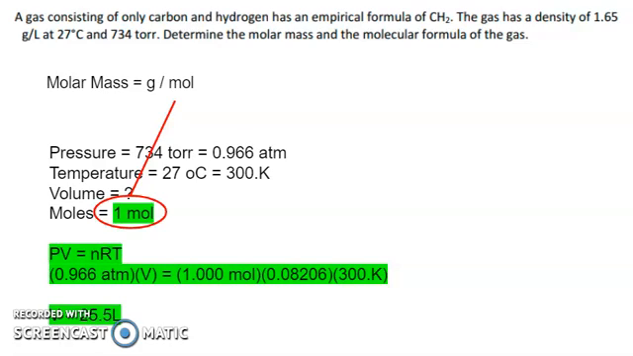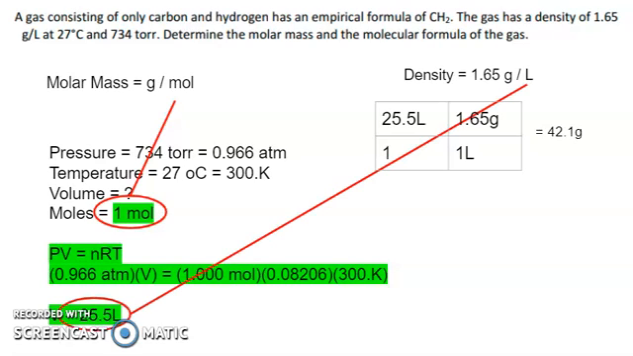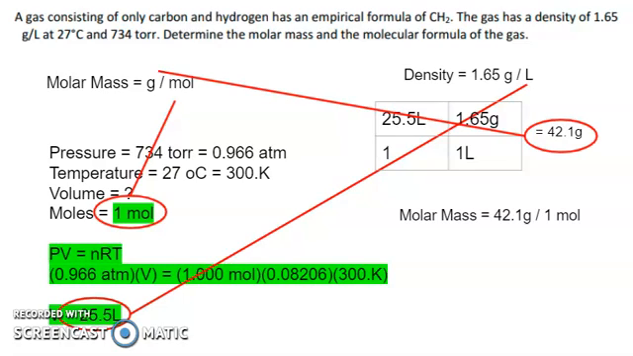Thank goodness, though, in the problem we're given density. Density is grams per liter. So as long as we know the liters, I'll be able to plug in that value and figure out how many grams of gas I would have had. In this case, it looks like I'm coming up with 42.1 grams. That's awesome. So let's plug that back into our molar mass now. So 42.1 grams per 1 mole. Our molar mass is 42.1 grams per mole. That's perfect. We got the first part of it down.